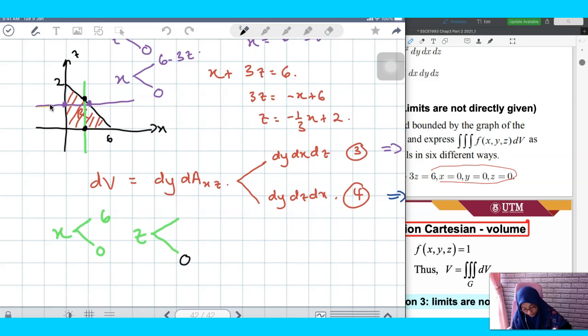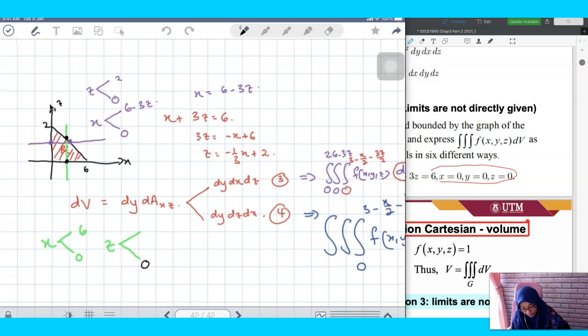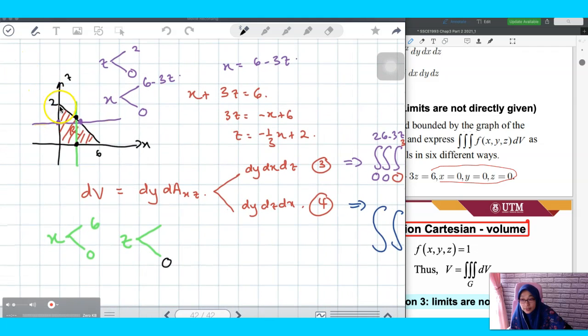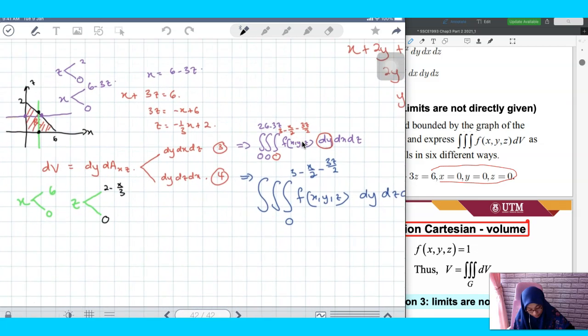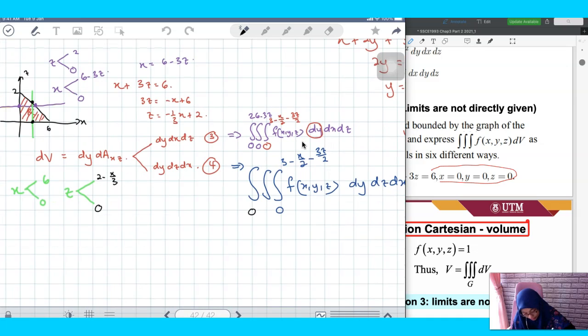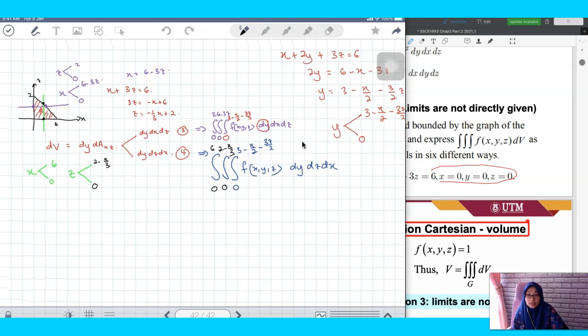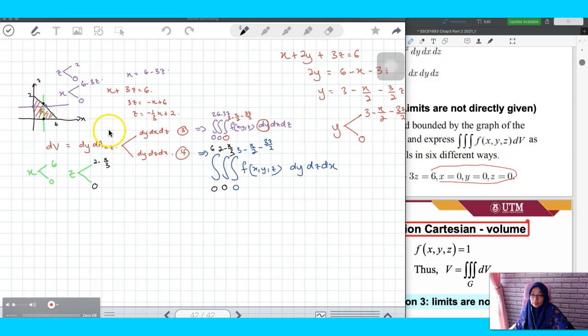So z is 0, and then the upper bound here is part of this straight line, which is from this equation, but we need z, so we can use this equation. So z equals 2 minus x over 3. Then you have to substitute here. So 0, 6, 0, 2 minus x over 3. So that is for the third and the fourth order of integration when the region is on the xz plane.